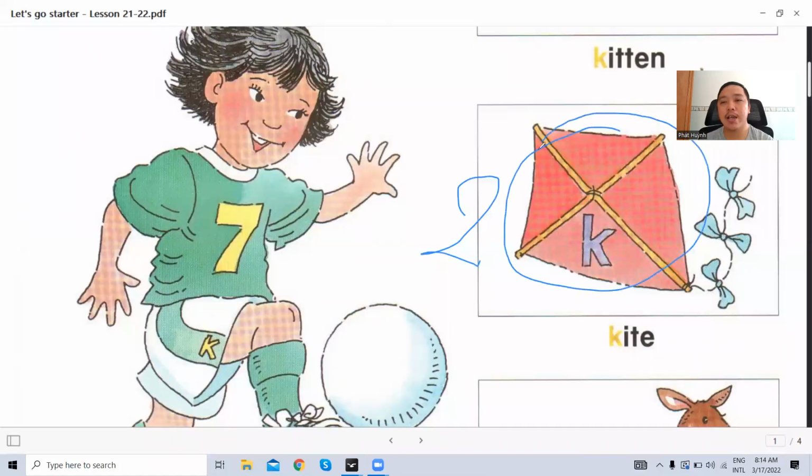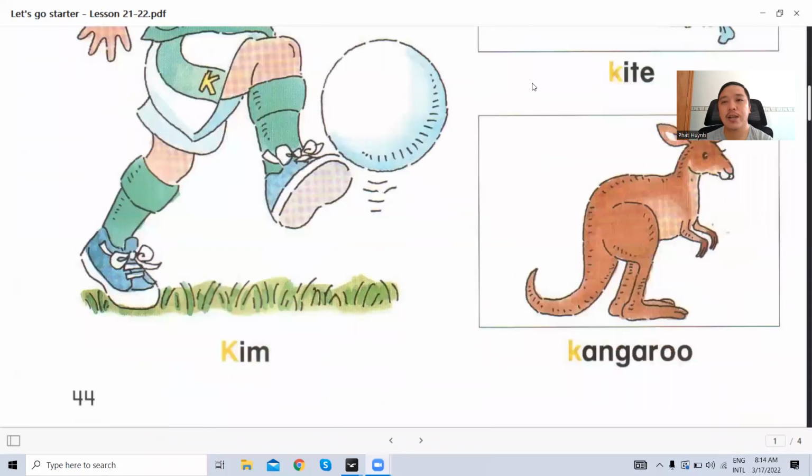Now, picture number two. What is this in English? Là gì tiếng Anh các bạn? That's right. Kite, kite, kite. So what is kite? Vậy thì kite là gì các bạn? Kite là con diều, cánh diều. Okay, kite.